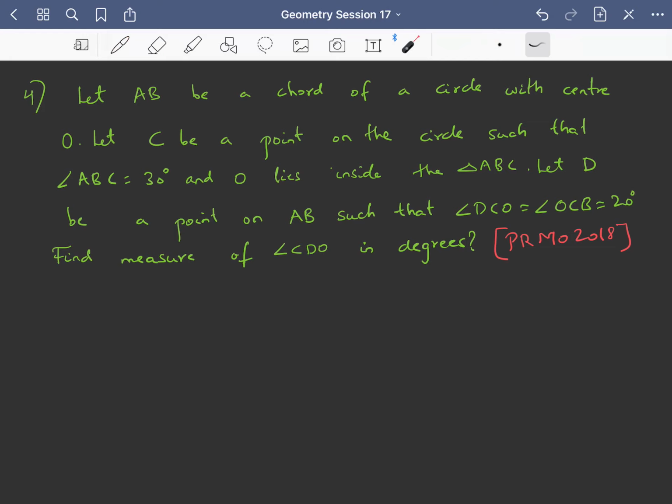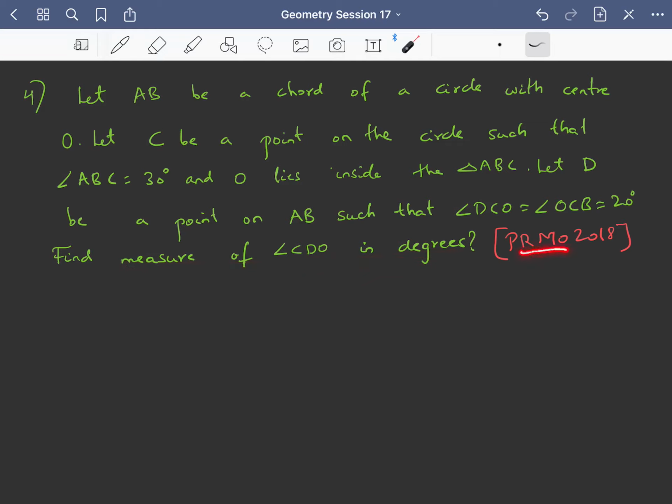So copy the question. I'll dictate the question for you. Let AB be a chord of a circle with center O. Let C be a point on the circle such that angle ABC is 30 degrees and O lies inside triangle ABC. Let D be a point on AB such that angle DCO is equal to angle OCB is equal to 20 degrees. Find the measure of angle CDO in degrees.